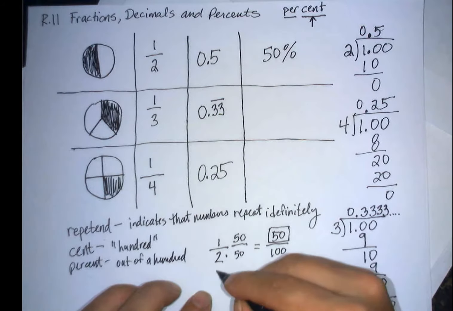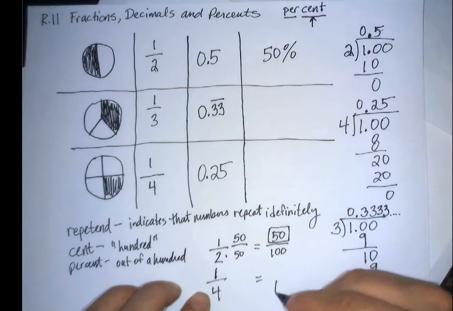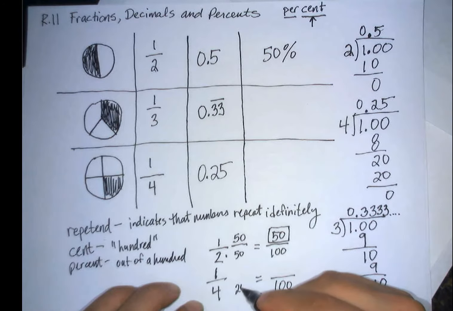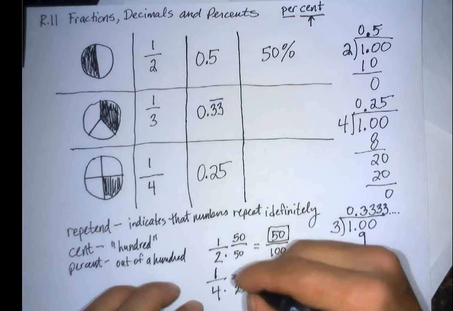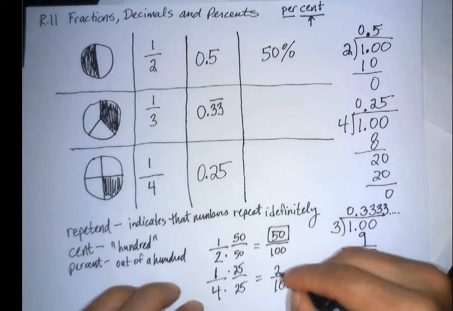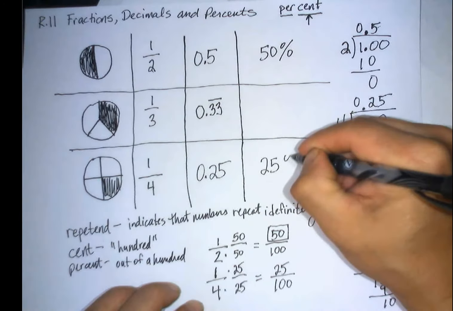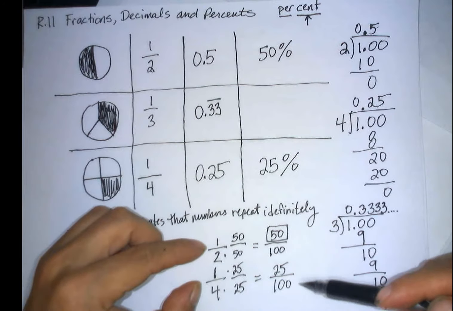What about 1/4? How many out of 100 is 1/4? Well, 100 divided by 4 is 25. So if I multiply the denominator by 25 to get 100, I multiply the numerator by 25 as well. And we get 25 out of 100, which is 25%. Now, this was the hard way. We're only going to do this once, okay?